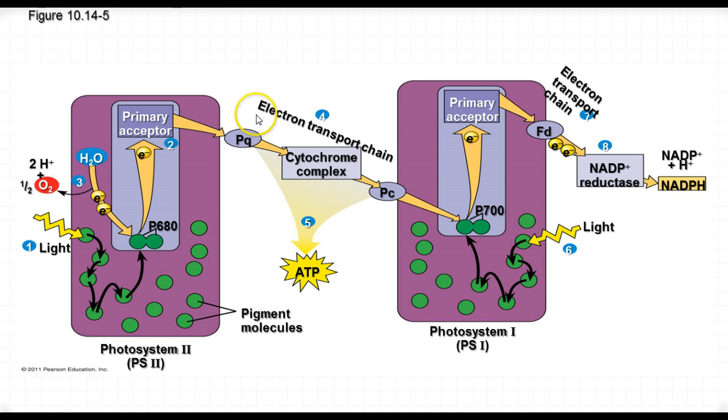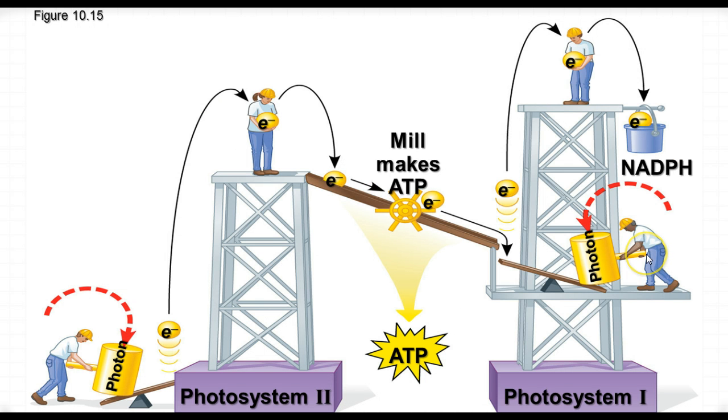So we've got ATP generated by this process and NADPH generated by this process, both molecules of which can be used to power the reactions of the Calvin cycle, or the light-independent reactions. So this is linear electron flow, flowing in a line from one photosystem to the next, producing ATP and NADPH to power the Calvin cycle.